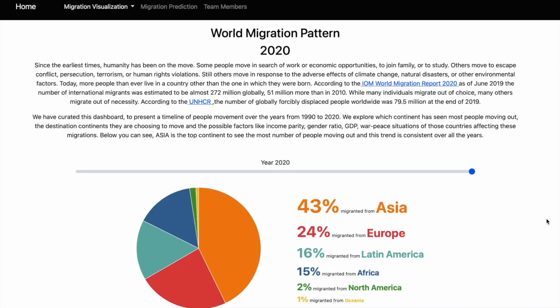First, let's talk about the origin continent of the migrants. The majority of migrants come from Asia and Europe, which adds up to 70%, and very few people move out of North America. So the question arises, where are these migrants moving to from Asia?